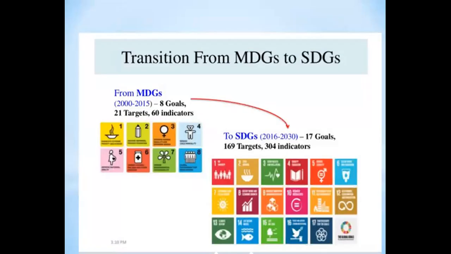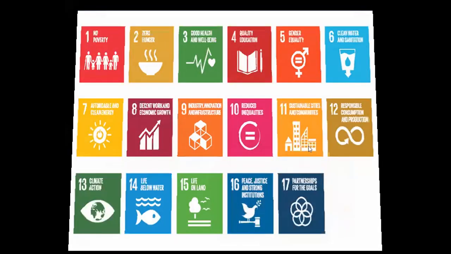The transition from MDGs to SDGs. The MDGs ran from 2000 to 2015. They had 8 goals, 21 targets, and 60 indicators, whereas the SDGs run from 2016 to 2030. They have 17 goals, 169 targets, and 304 indicators.